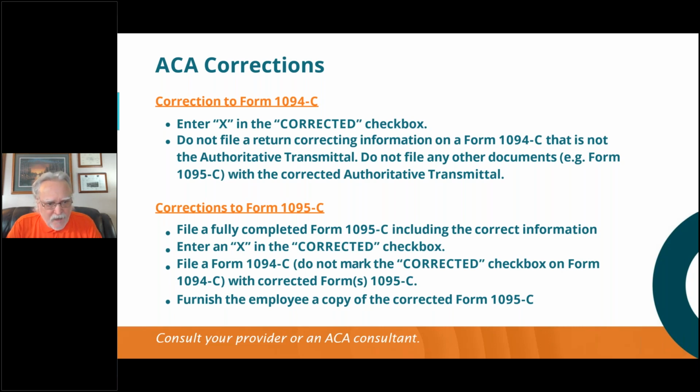And then corrections to 1095s, again, you'll need to file a fully completed 1095C, including the corrected information. Check the box, corrected. File a 1094. Don't mark that corrected, but just make sure you've sent the 1094 with it. That's assuming the 1094 is correct and you don't have any issues with that. You're just fixing an employee document, so you file that separately. And then you've got to provide that copy to your employee and make sure they have that information.